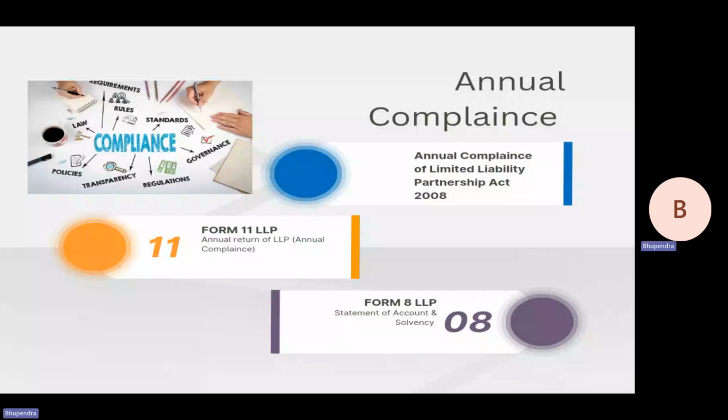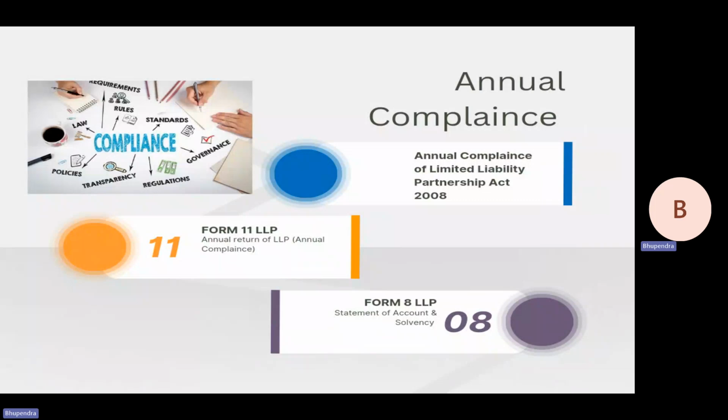Now let's run through the form for filing the annual report. Form 11, also known as the annual return of limited liability partnership, is the document required under the Limited Liability Partnership Act, 2008. Here is the summary of its purpose and contents. Below are the details of its contents and the purpose for which Form 11 will be filed.